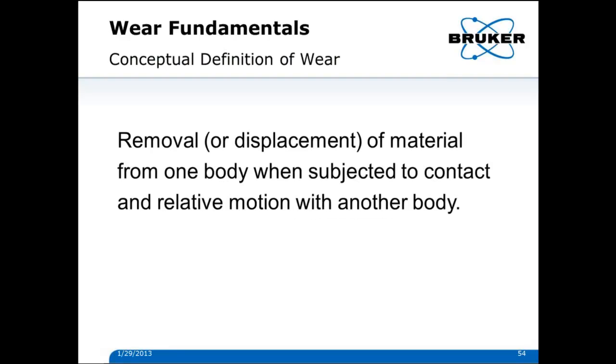Let's talk about wear. Again, the conceptual definition is the removal, or I'm going to add displacement of material, because even if you haven't removed it, the changing geometry, if you push material around or drag it around, could change the functionality of it. So if you remove or displace material from one body when subjected to contact and relative motion by another, you'll generally end up with wear.